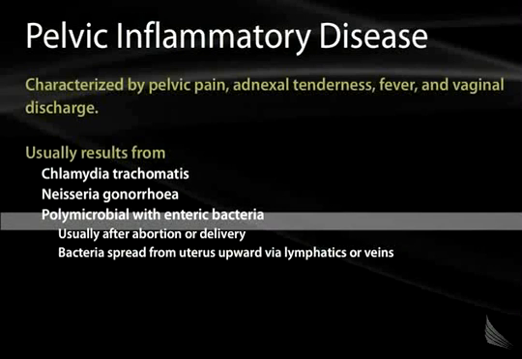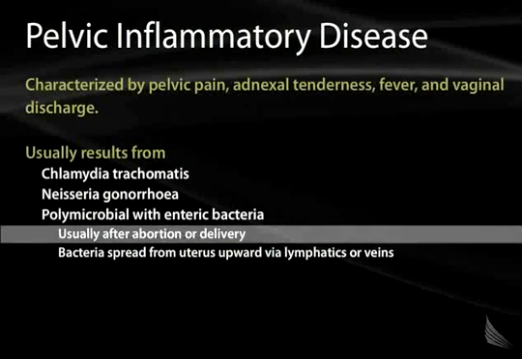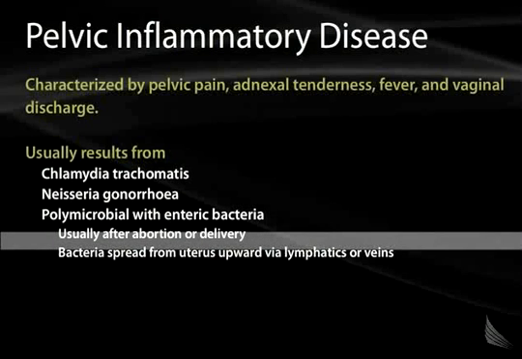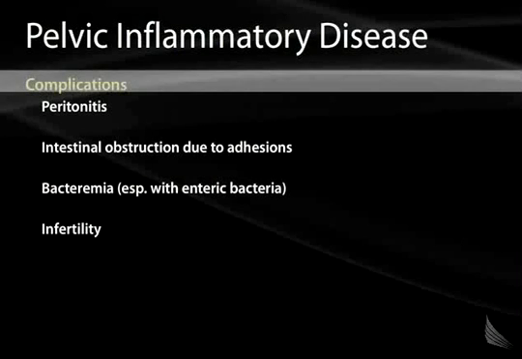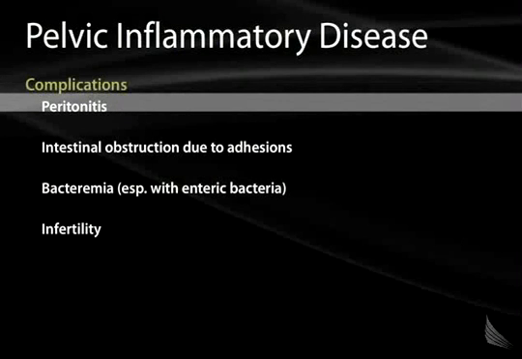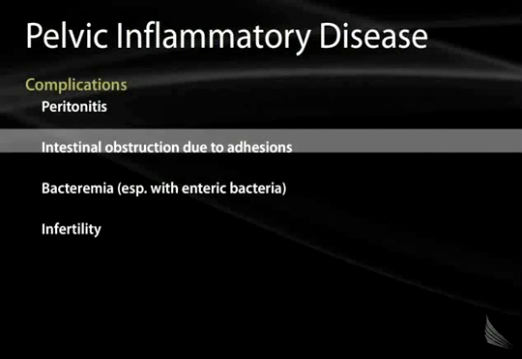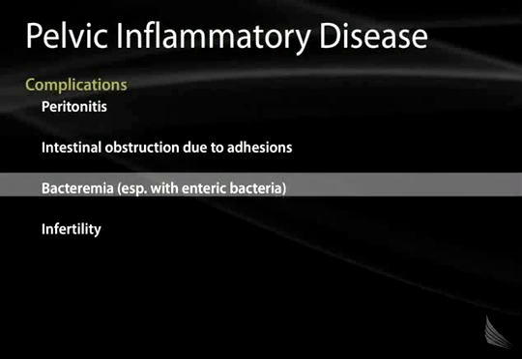This usually occurs after abortion or a delivery, the bacteria spreading from the uterus upward via the lymphatics or surrounding veins. Complications from pelvic inflammatory disease include peritonitis, intestinal obstruction secondary to adhesions, bacteremia, and infertility.